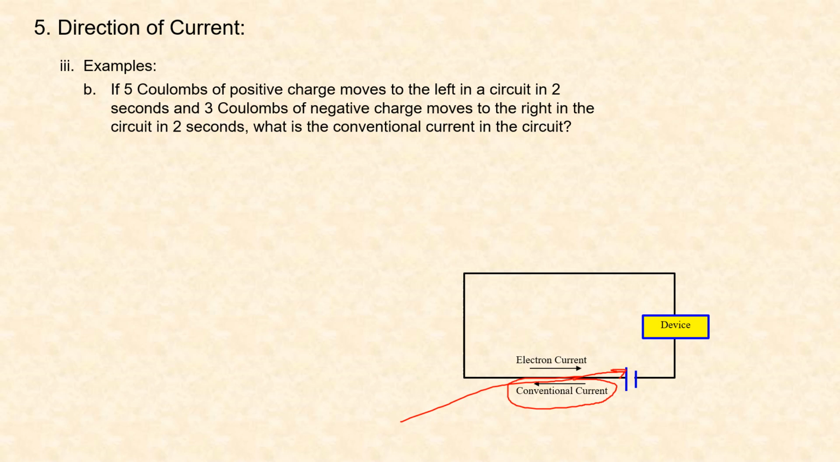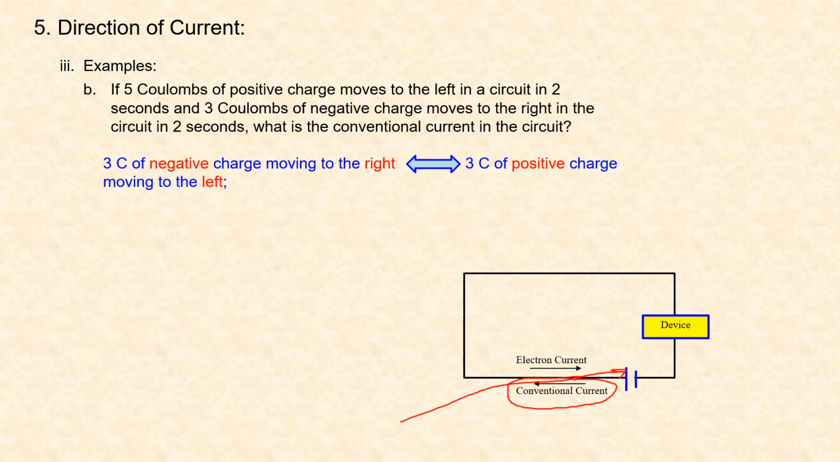So getting back to the problem here, to figure out the current, we need to figure out what is the equivalent situation for these negative charges moving. How do we translate negative charge flow into positive charge flow? What we've been saying is that if we have 3 coulombs of negative charge moving to the right in the circuit, that is completely equivalent to saying that we have 3 coulombs of positive charges moving in the opposite direction, that is to the left.